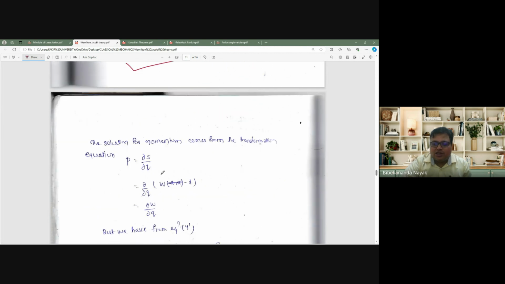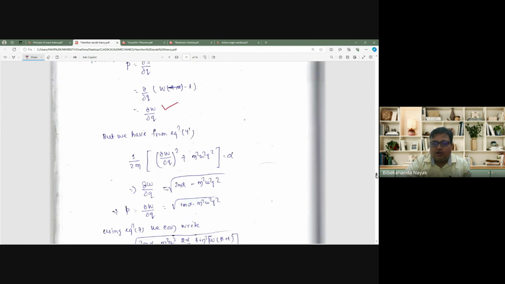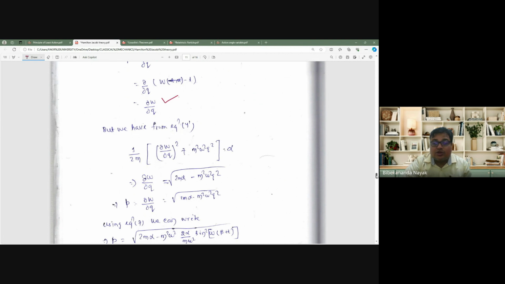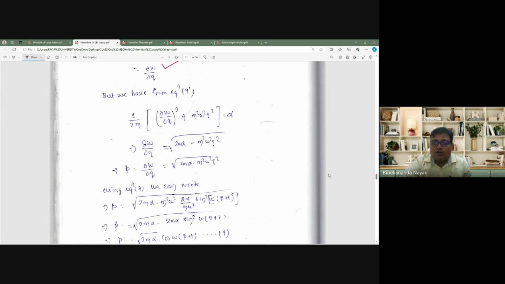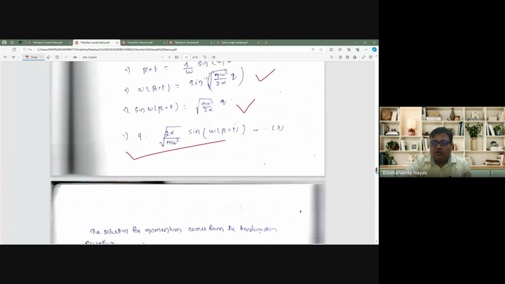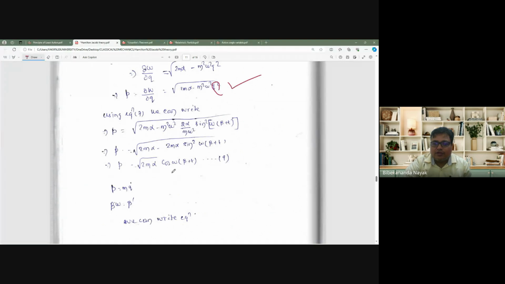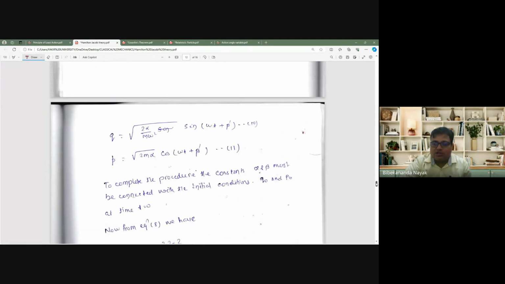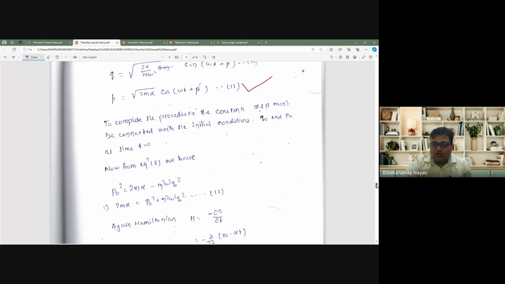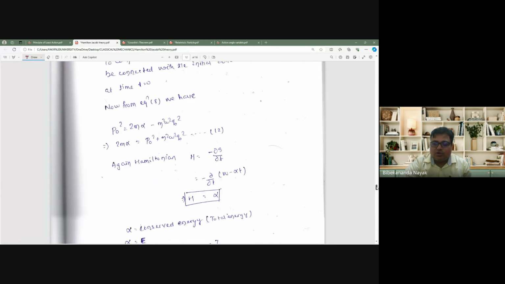Similarly, p is equal to del S by del q, which is del W by del q, and integrating this derivative in W, taking 1 by 2 m, we found the p value will be this, and putting the q value, sin this one, we get the value of p. Okay, so p and q can be found for a harmonic oscillator, and p and q were this for a harmonic oscillator. It is one way to solve the harmonic oscillator problem.